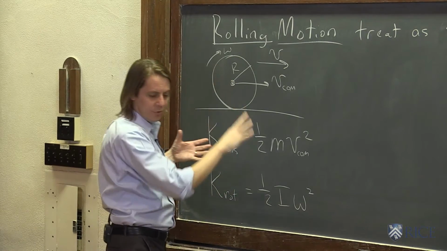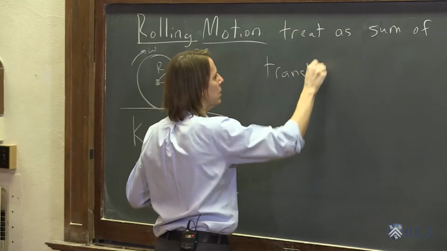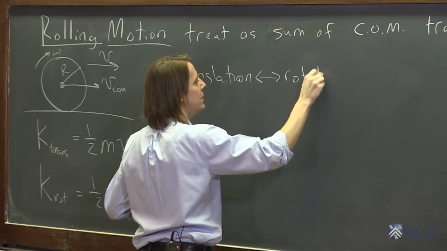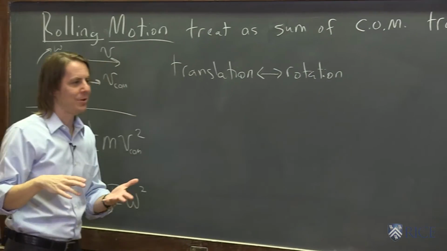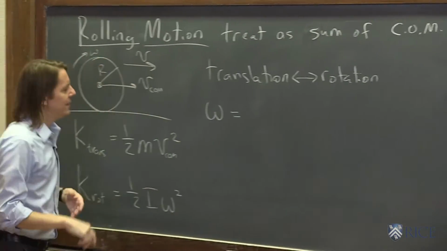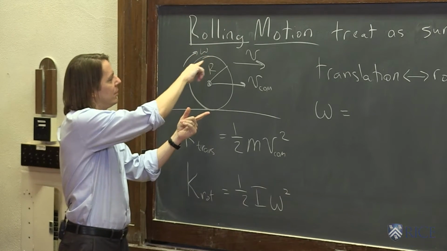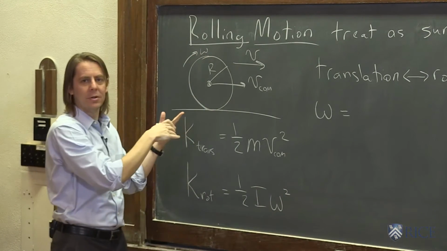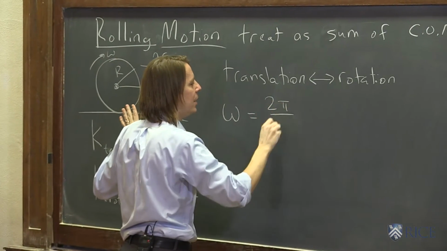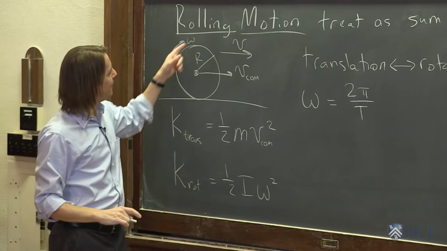As this thing rolls along, the translation is tied directly to the rotation. You can't help it, because if it's rolling without slipping, then omega is how fast it's going around. Well, it makes one entire circumference every period of motion. So an entire circumference is 2 pi radians every period. We know that's true. But how fast is it going around?